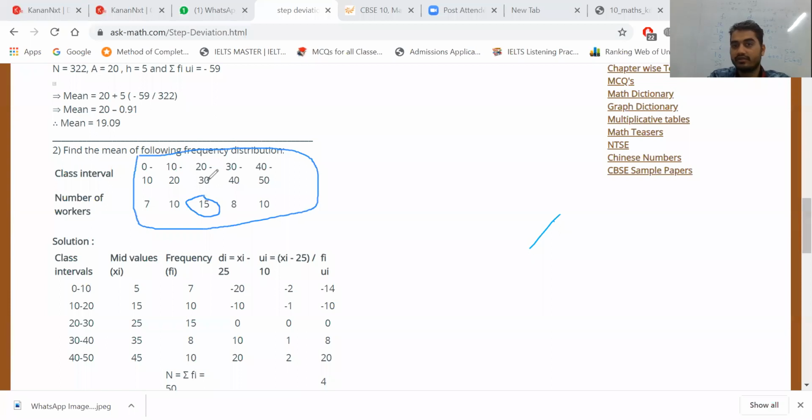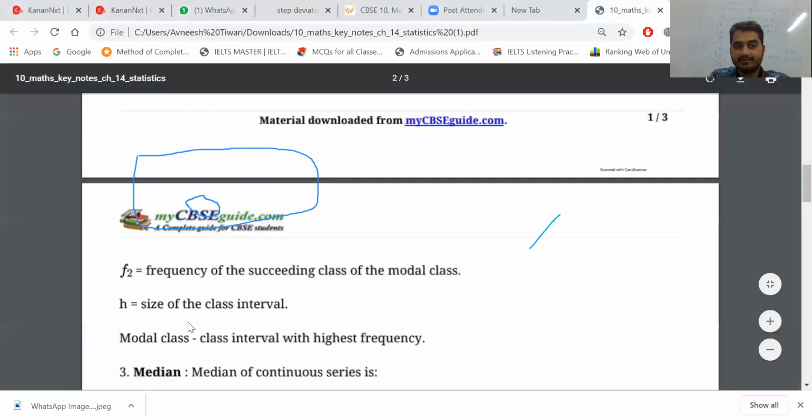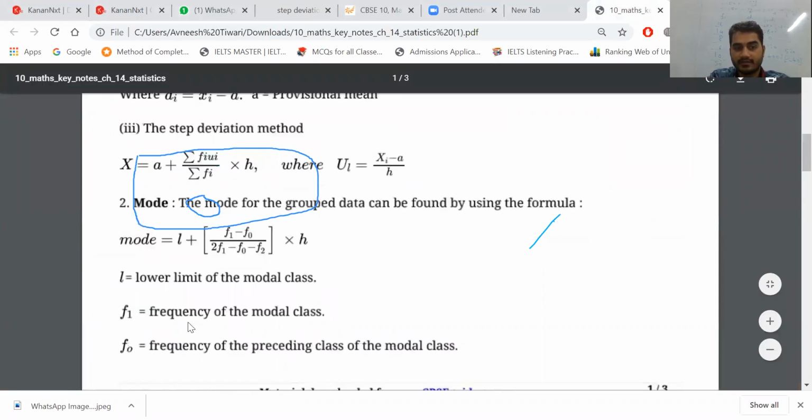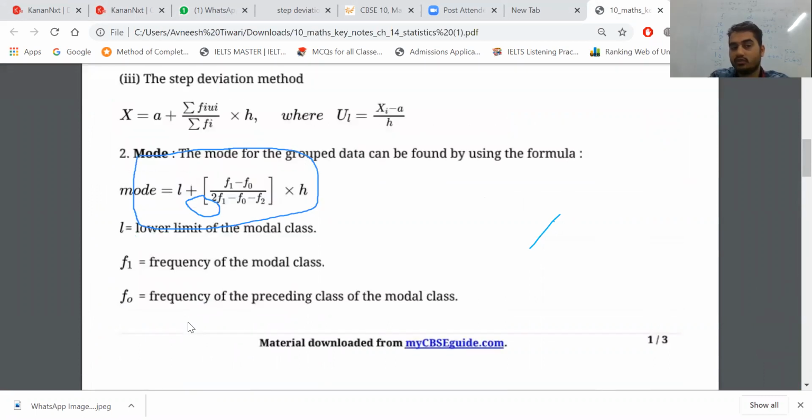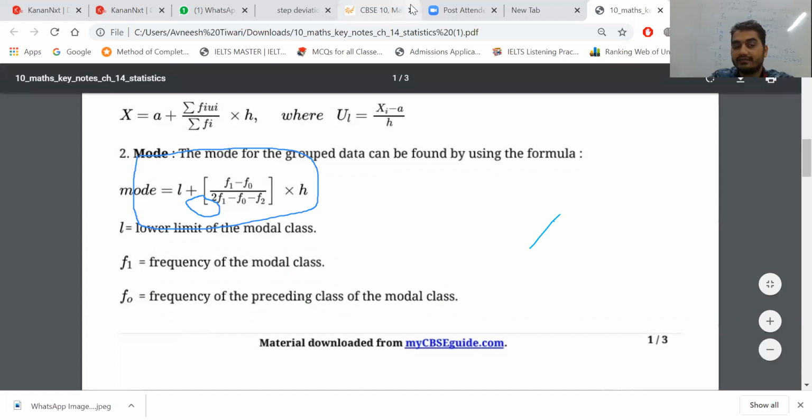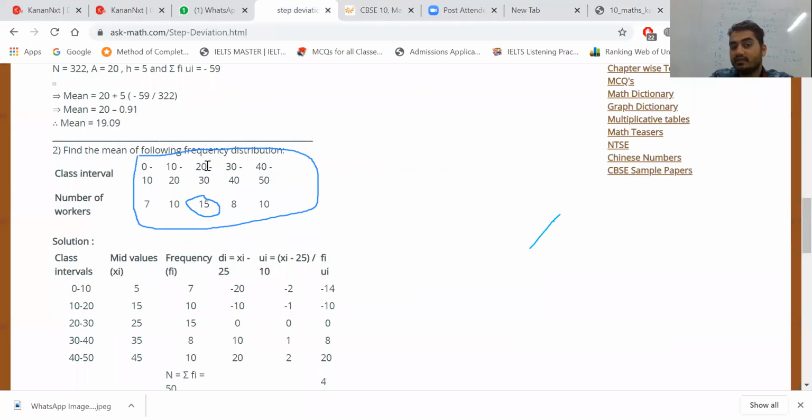And according to our question, let me show you the formula once again. The formula which we are having is L plus (f1 minus f0) upon (2 f1 minus f0 minus f2) into h. Now let me elaborate one by one. L, the lower limit of the modal class. So what is the lower limit we are having over here? The lower limit is 20. So L is equal to 20.